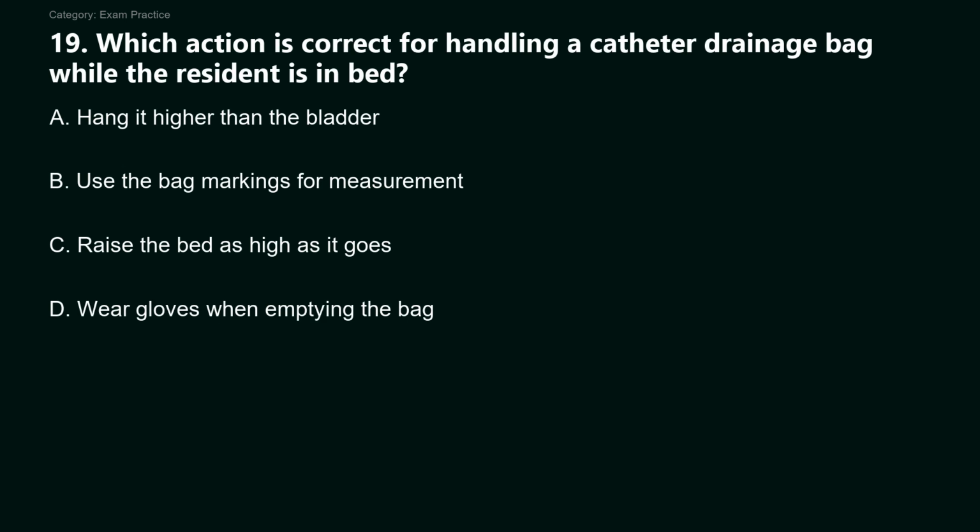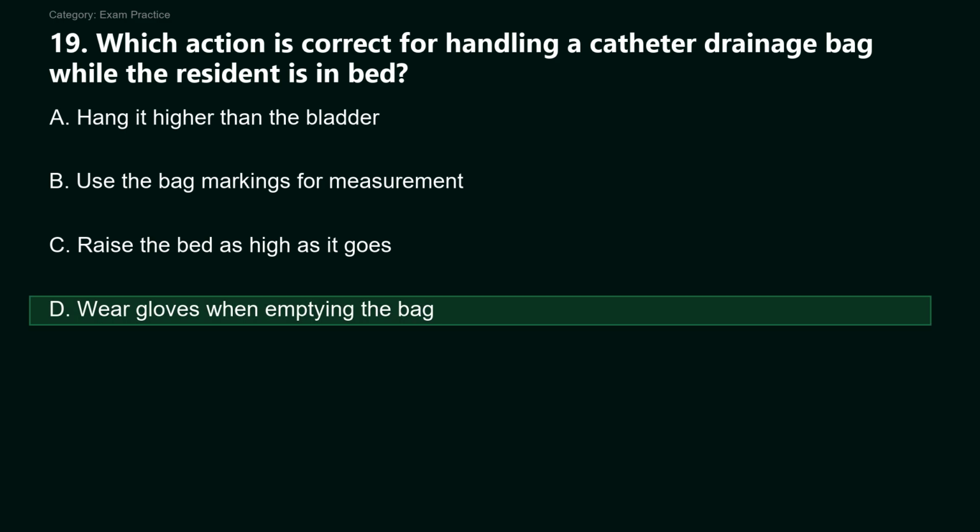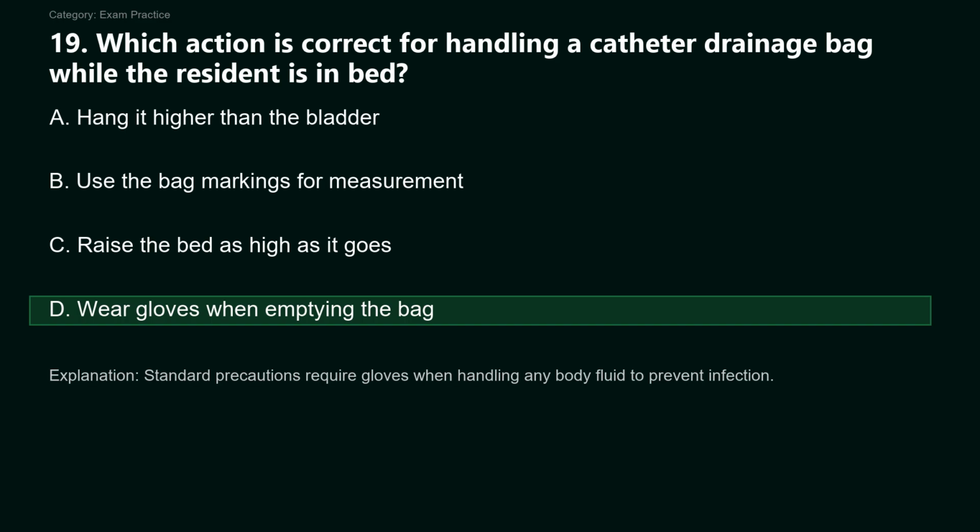Question 19. Which action is correct for handling a catheter drainage bag while the resident is in bed? Option A. Hang it higher than the bladder. Option B. Use the bag markings for measurement. Option C. Raise the bed as high as it goes. Option D. Wear gloves when emptying the bag. The correct answer is option D, wear gloves when emptying the bag. Standard precautions require gloves when handling any body fluid to prevent infection.